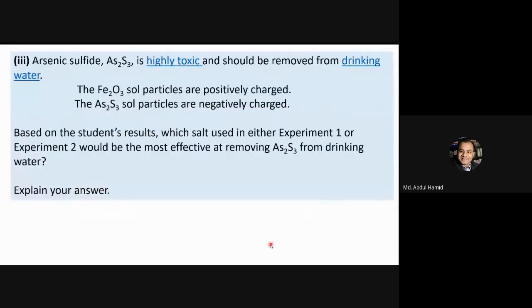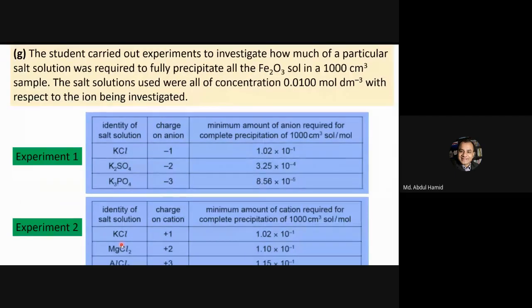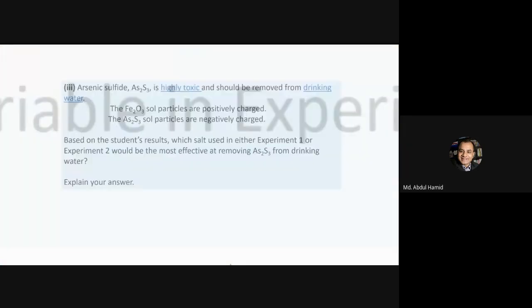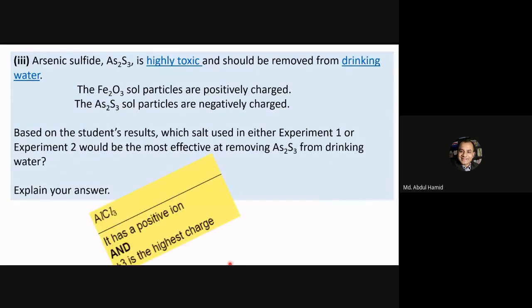Another question: arsenic sulfide is a negatively charged sol. We can remove it by the previous diagram. We need the positively charged particle with the highest positive charge, which is aluminum chloride. So aluminum chloride is the answer for this question. Again, aluminum chloride has the highest positive charge, and arsenic sulfide is the negatively charged particle. So we can use aluminum chloride to remove it.